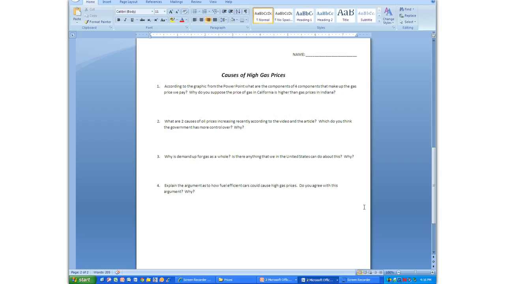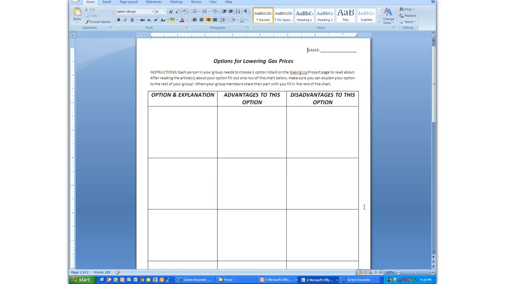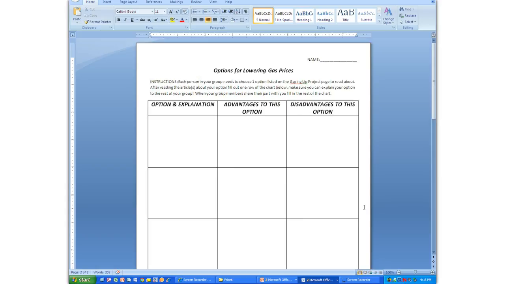Then I want you to get out your chart, or your paper that we had on Friday, the causes of high gas prices. You filled out these 4 questions on Friday. If you flip it over on the back, there's the options for lowering gas prices. There are 3 columns. Once you read your article, you're going to explain what the option is. For example, maybe it's drilling for oil in the United States. Where do they want to drill? What do they want to do?